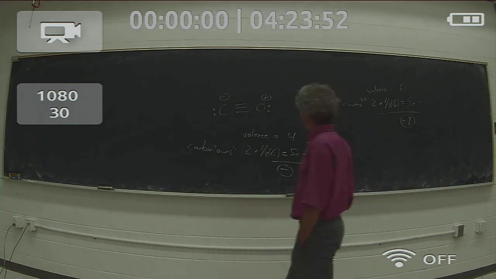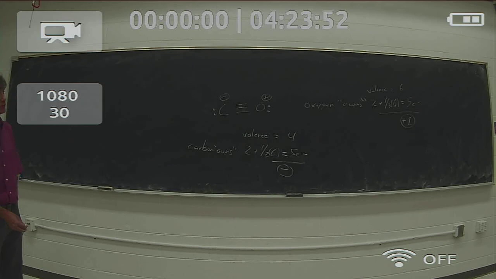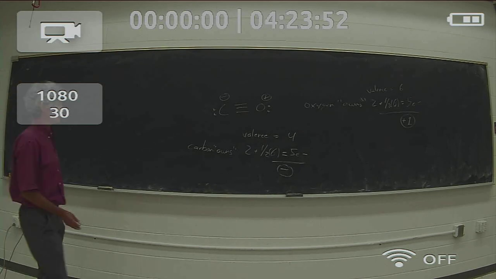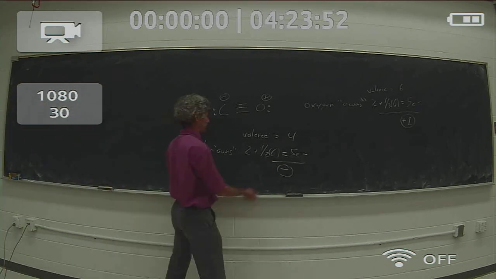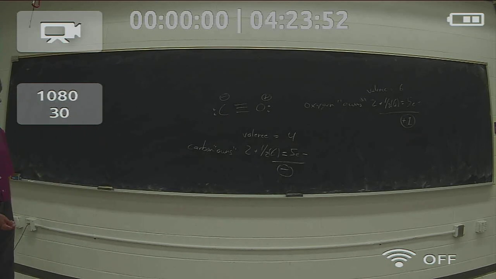Oxygen is 1 electron short. It brought 6 electrons, but it only gets to take away 5, so it's got 1 too few, which means it has a positive charge. Carbon brought only 4 electrons, but it takes away 5. It's got 1 too many. It has a negative formal charge.